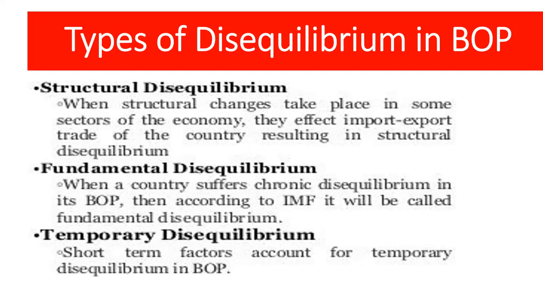Then the temporary disequilibrium. Short-term factors account for temporary disequilibrium in BOP, like scarcity of some small sources of production, or issues related to import and export formalities. At that time disequilibrium can occur, but after resolving those issues, conditions will be normal and it will come back to the equilibrium position. Since it was only for a temporary period, it is called temporary disequilibrium.